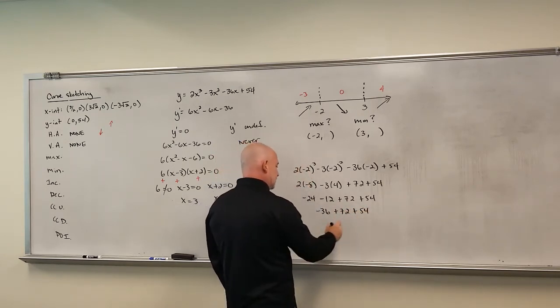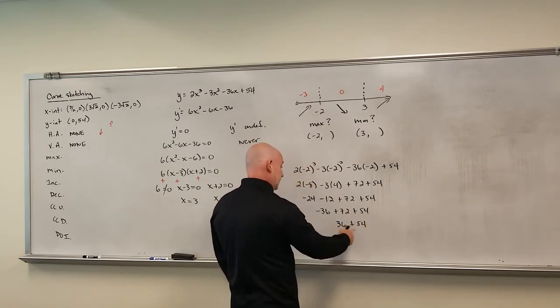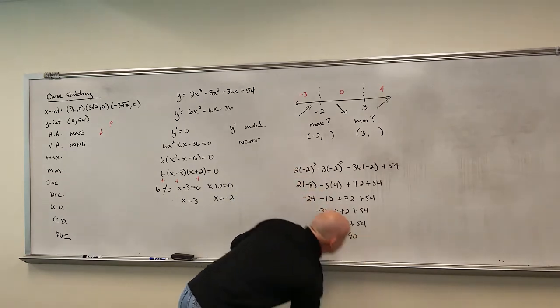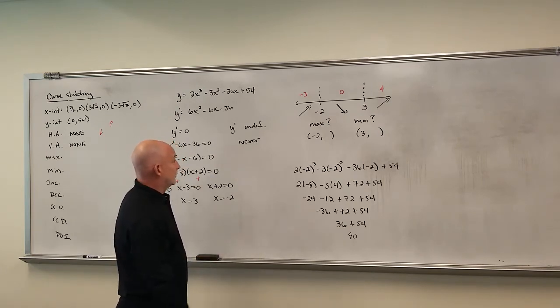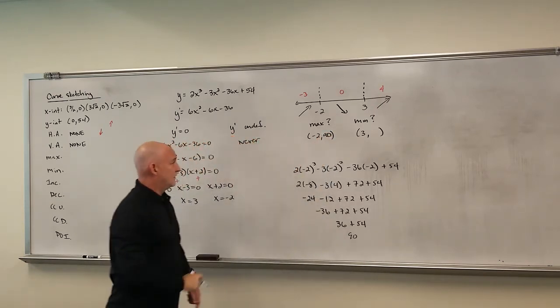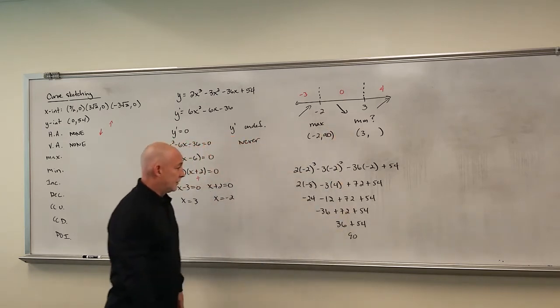What's that going to give me? That's 36 plus 54 is 90. That doesn't look right. 3, 12, positive 72, 36. All right, let's put it in there. I don't believe that number's right. There's a real good chance I think that's wrong. That didn't feel right. I feel like I did some arithmetic wrong.